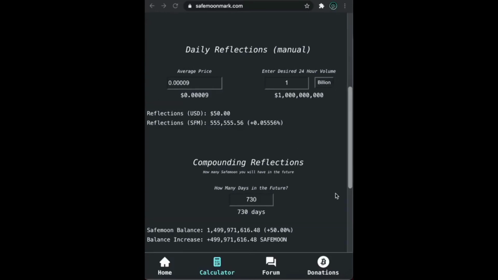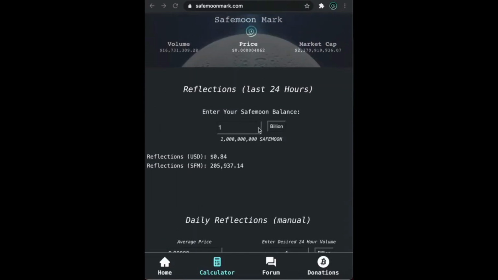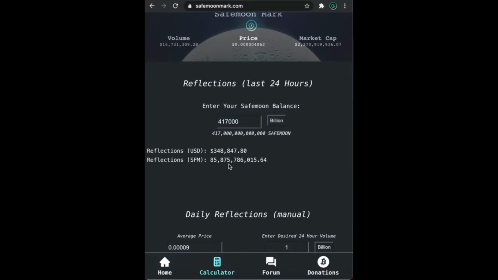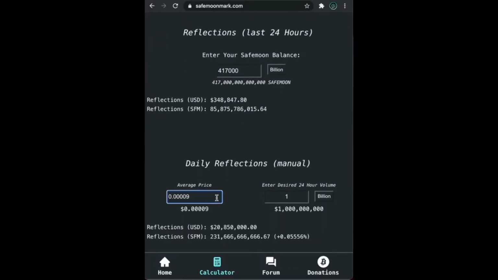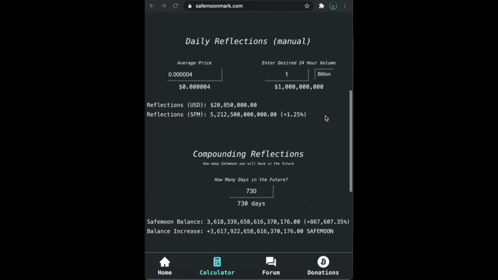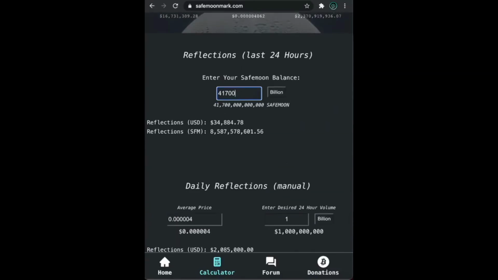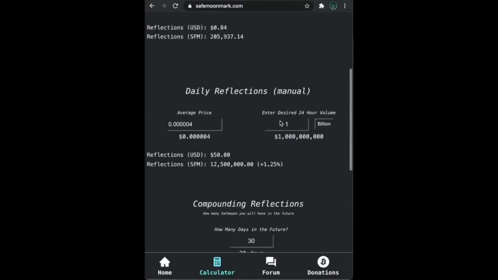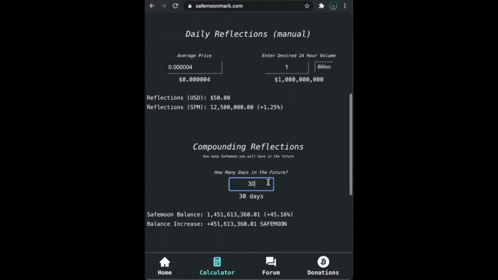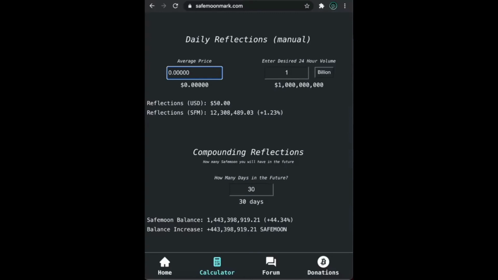If you want to see projections of the burn wallet, remember that burnt tokens are nothing more than the burn wallet's reflections. So just simply plug in how many Safemoon the burn wallet currently has into our Safemoon balance field. At the time of making this video, the burn wallet has 417 trillion tokens, so you plug that in and see what spits out. I encourage all of you to mess around with these numbers and the rest of the app. I'll be adding much more content over the next few weeks, including a whale watching section, user profiles, and whatever else you guys want.